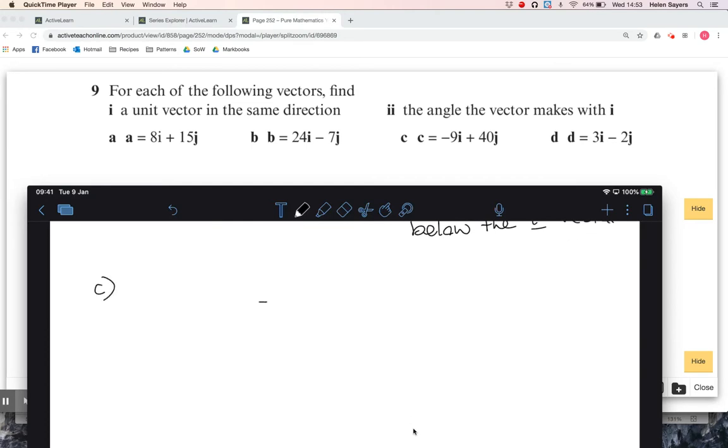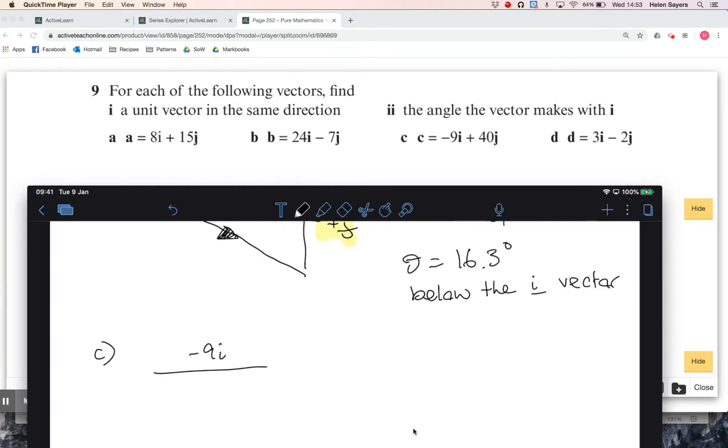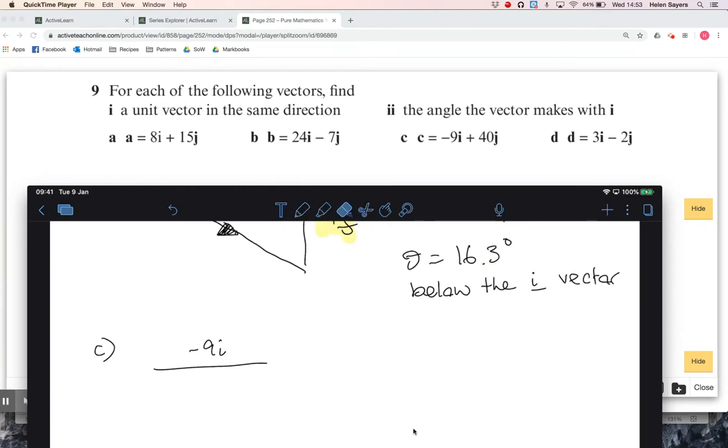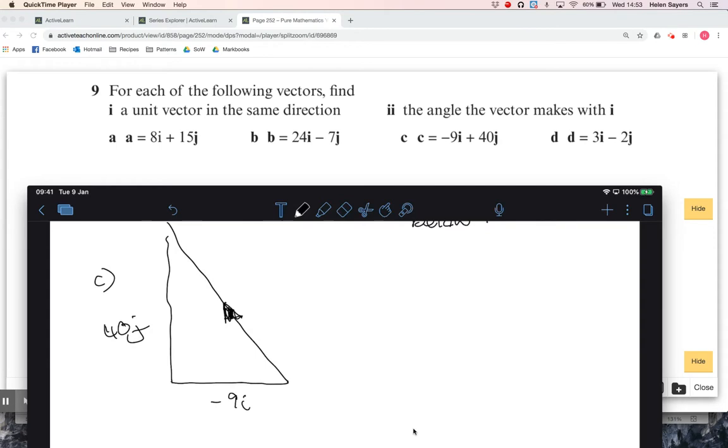So C is going minus 9i, so that's 9 to the left. And sorry, it's a bit of a stupid place to draw it. Let's give myself a bit more space because I need to go up. So minus 9i and then plus 40j. So it's going off in that direction. So again, it's a right angle triangle. That's the angle with the i vector.